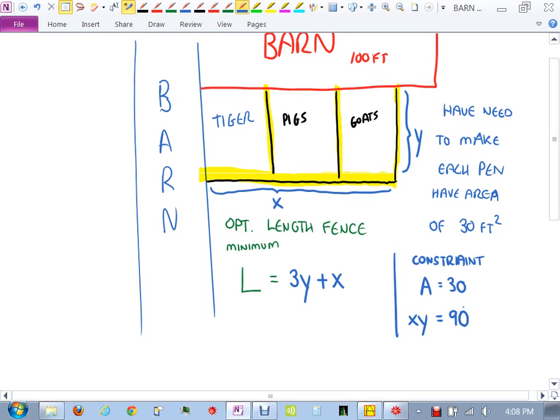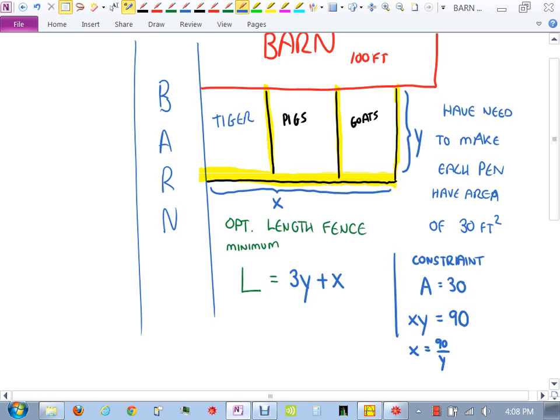Okay, so that means x times y has to be equal to 90. Do y'all agree with that? Because of the way I drew it, x is the entire side, y is the length. So can't I solve that for either x or y? X or y? X? Okay. X is equal to 90 over y.